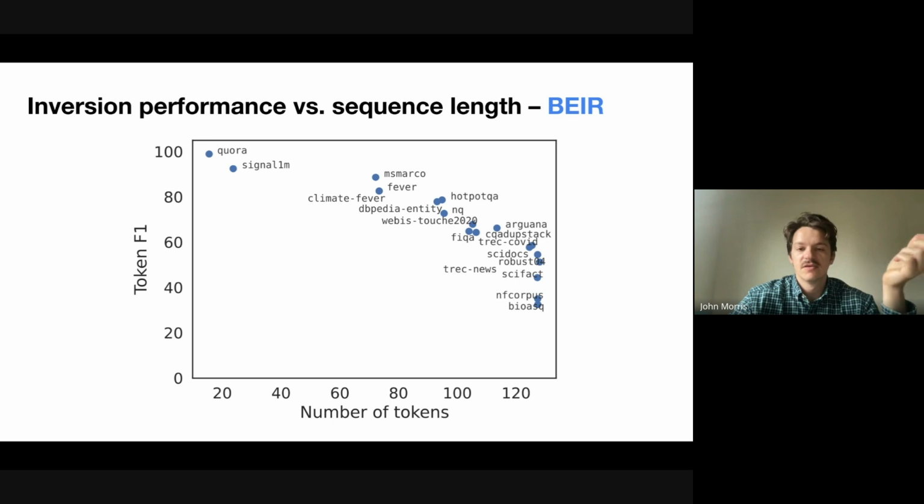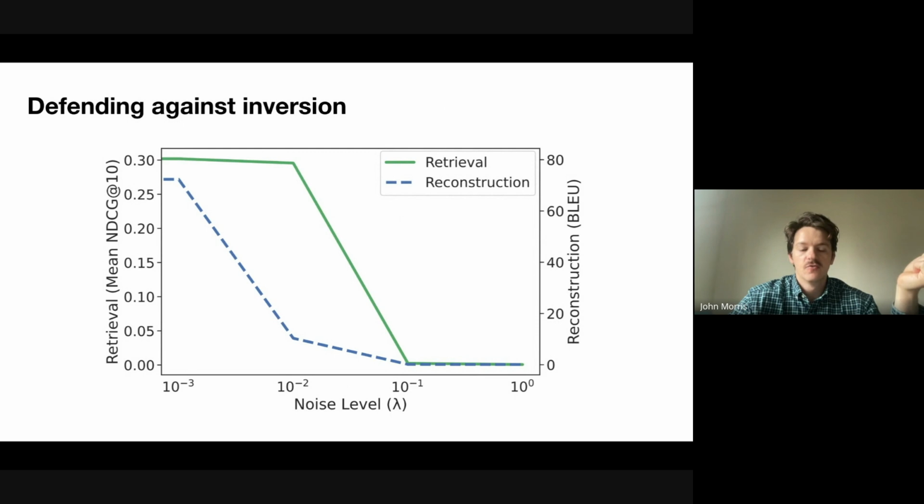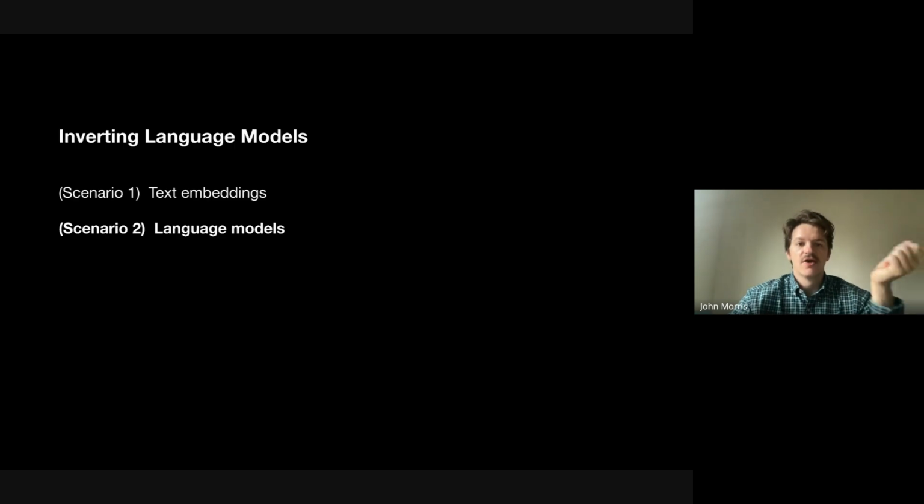I think there could definitely be ways to improve our modeling in the general case for long sequences. We also tried a defense, which I'm going to skip because I'm running out of time. Okay, so that was the first half of the talk. The paper is called Text Embeddings Reveal As Much as Text. I recommend reading it if you're interested in more of the details. There's a lot more numbers in the paper.